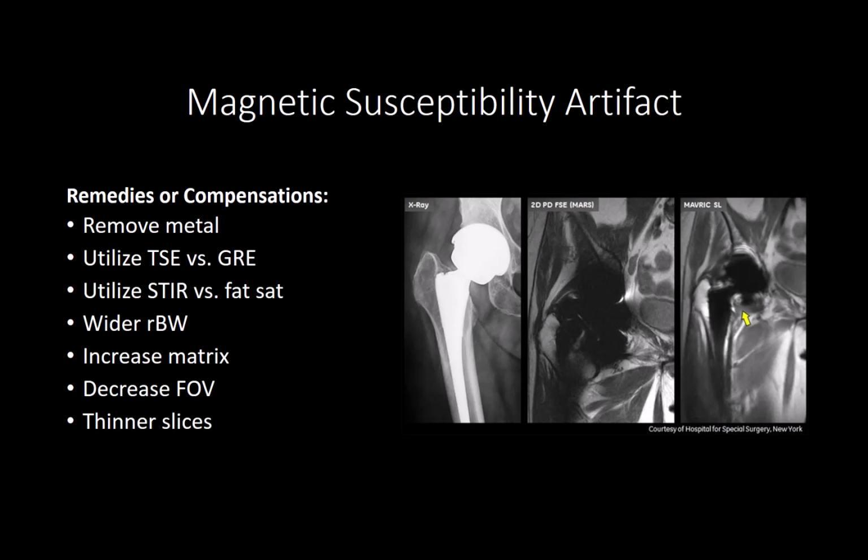Having a higher spatial resolution will reduce the size of the artifact on the image. And finally, you can decrease the echo time, which will reduce the time that the signal has to decay and reduce the size of the artifact.